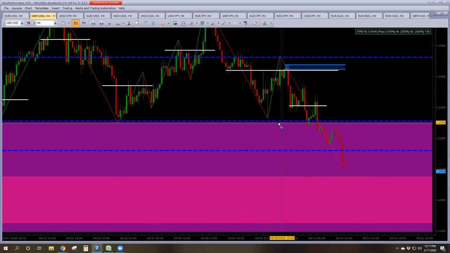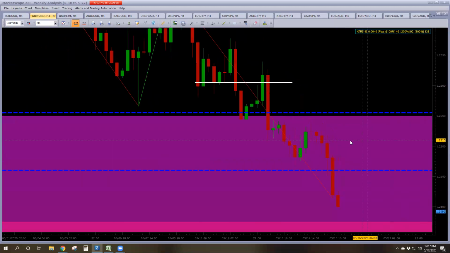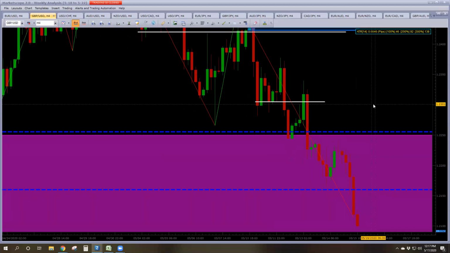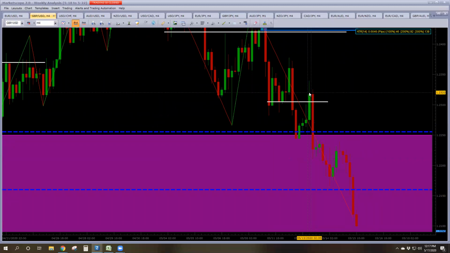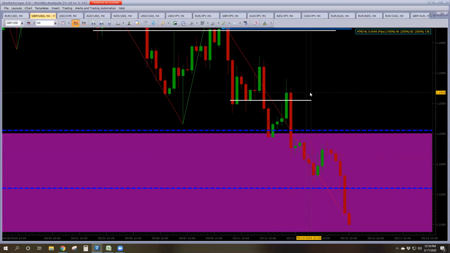So once that 2250 broke right there, once we get a 4 hour candle breaking below, let me go ahead and expand this. Once I got a 4 hour breaking below, then I would just wait for the pullback. There was really nothing telling you somewhere right around here.